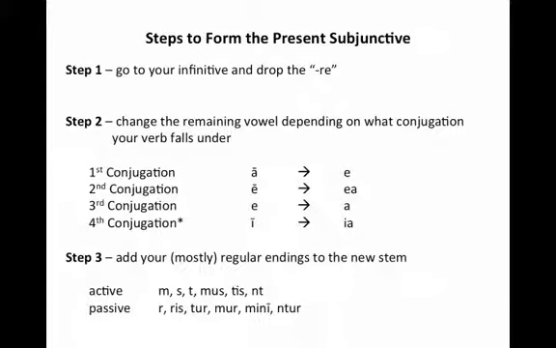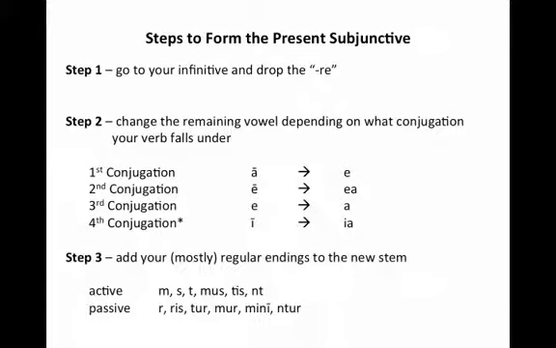So for the first conjugation, we're going to change that A to an E. Second conjugation, we're going to change that E to an EA. Third conjugation, we're going to change that E to an A. And fourth conjugation and third IO verbs, we're going to change to an IA. And then we add endings that should be mostly familiar to you: m, s, t, mus, tis, nt in the active, and r, ris, tur, mur, mini, ntur for the passive.